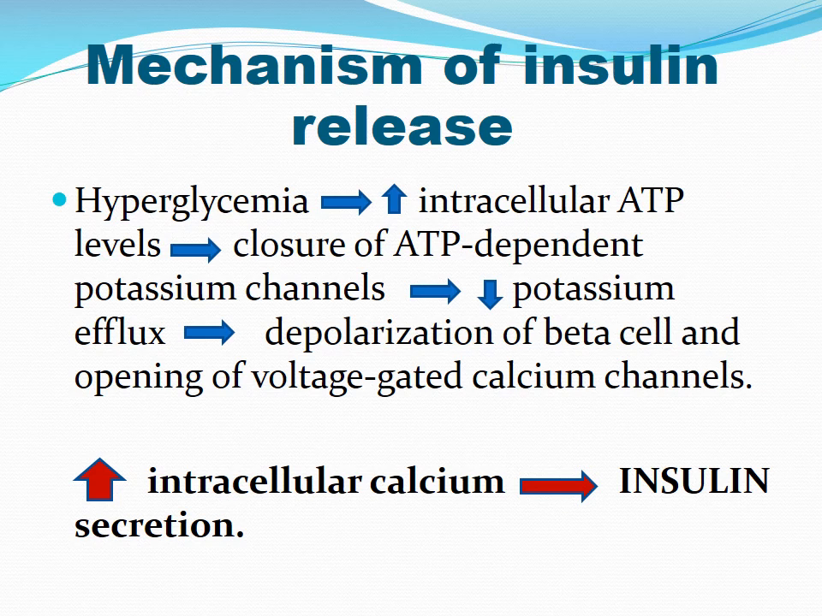Mechanism of insulin release. Increase in the plasma level of glucose leads to increase in the intracellular ATP level, with the closure of ATP dependent potassium channels and decrease in potassium efflux, which will lead to depolarization of beta cells and the opening of calcium channels. This will result in increase in intracellular calcium with the release of insulin.